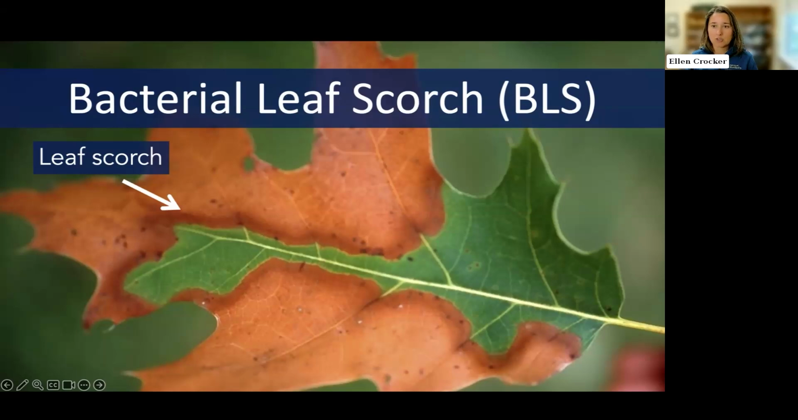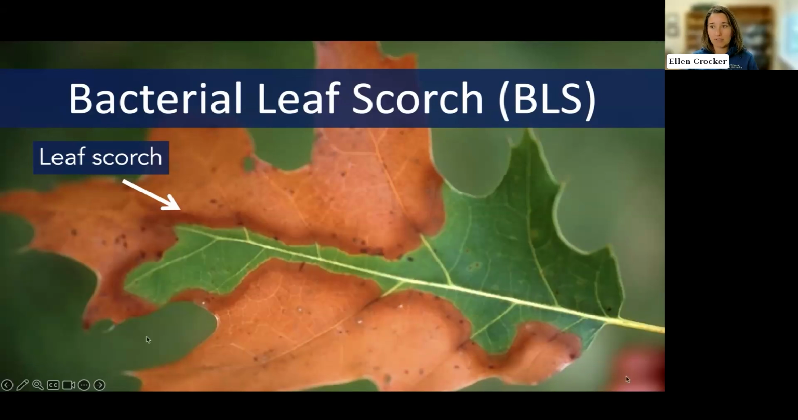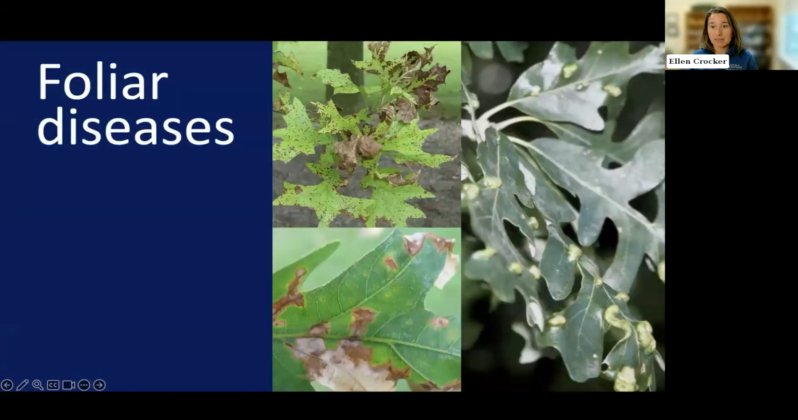But all of these illustrate something that I think is important as we're thinking about tree diseases, and that is foliar symptoms can be very misleading. So if you look at this bacterial leaf scorch symptomatic leaf here, it looks like all the issue is in the leaf, but the issue really isn't in the leaf, right? It's in the stem, it's in the petiole, it's in the rest of the tree where you're seeing that loss of water. And so just because you see the symptoms in the leaf doesn't necessarily mean that that's where the problem is. But sometimes it can be.